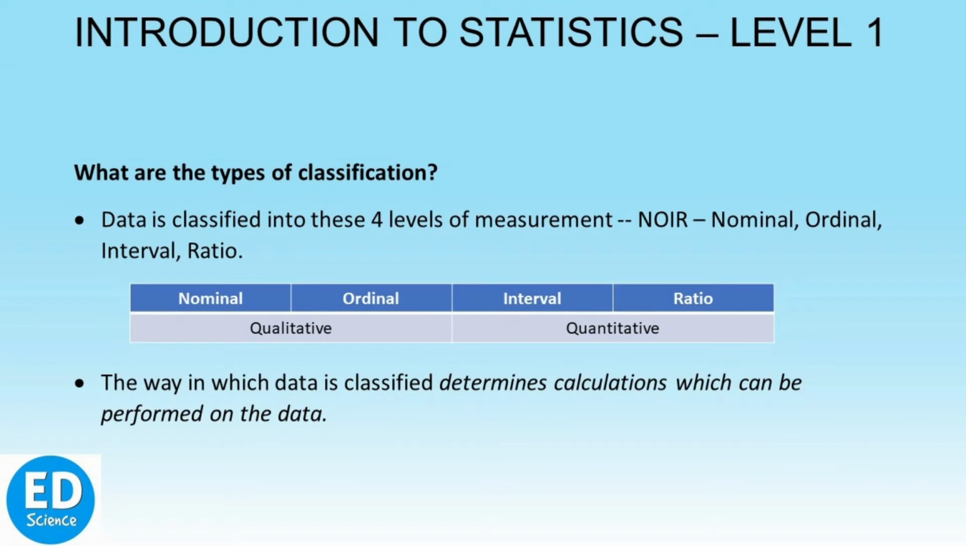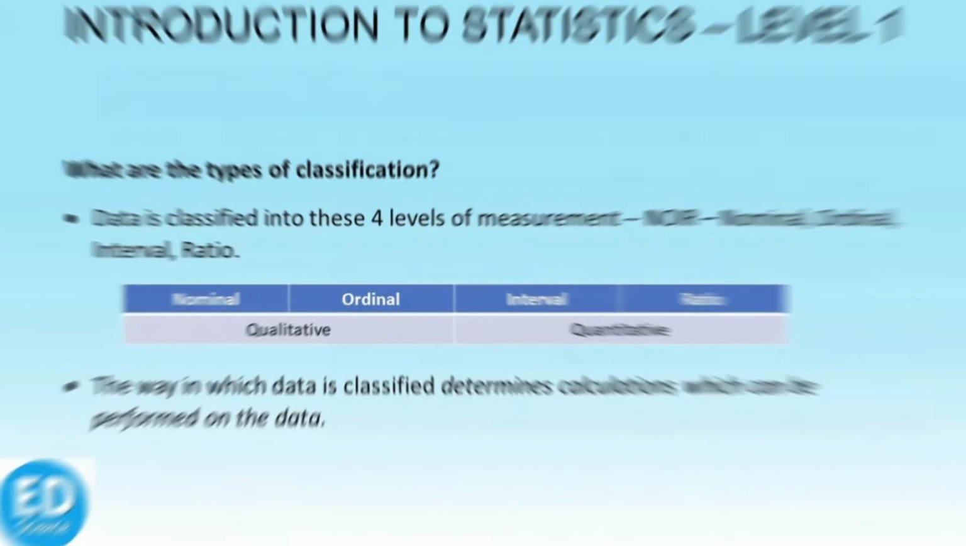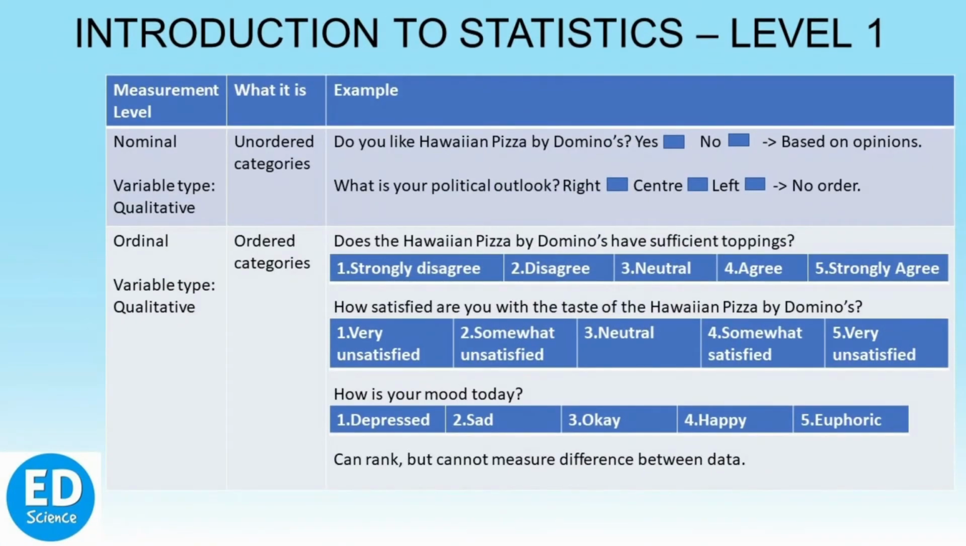Data is classified into 4 levels of measurement: nominal, ordinal, interval, and ratio. The type of data within these 4 levels of measurement determines what type of calculations can be performed on the data. Qualitative data are represented within nominal and ordinal scales. Quantitative data are represented within interval and ratio scales. As we remember from the previous session, qualitative data can be grouped into a frequency table. So data in the nominal and ordinal scale can be grouped.